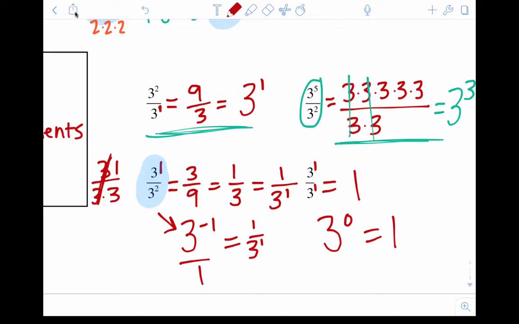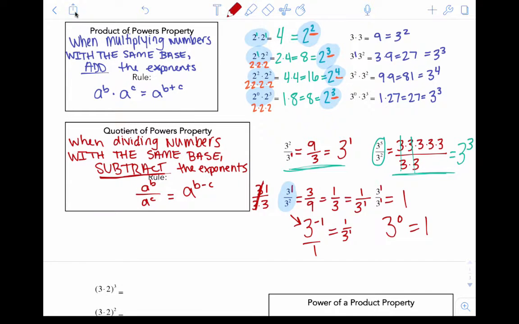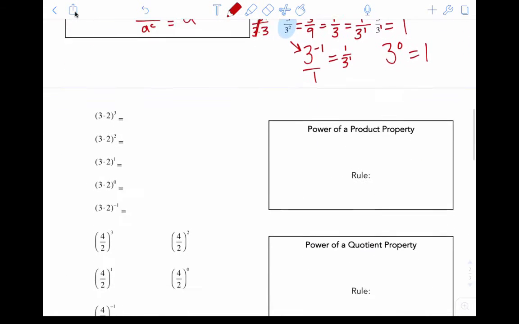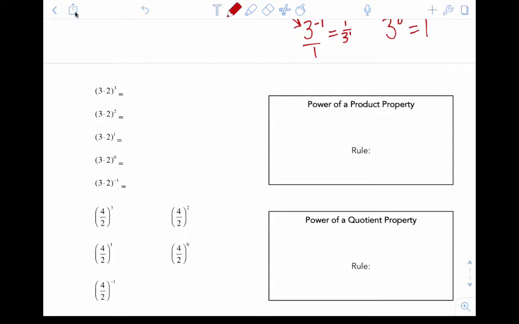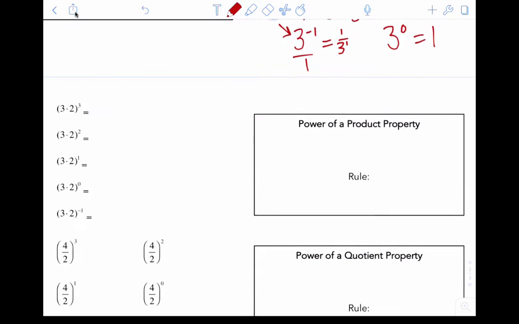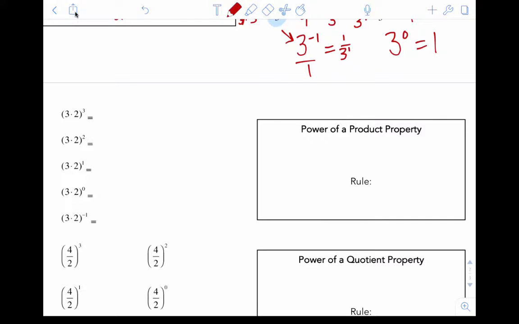And we have some pretty intense examples on the back of this note guide. So let's go ahead and flip this note guide over and move on to our next property, which is power of a product. So with power of a product, now we have numbers inside of parentheses, and then we're going to take them to a power. And so we're multiplying inside, which is where product comes from, and then we're taking it to a power.